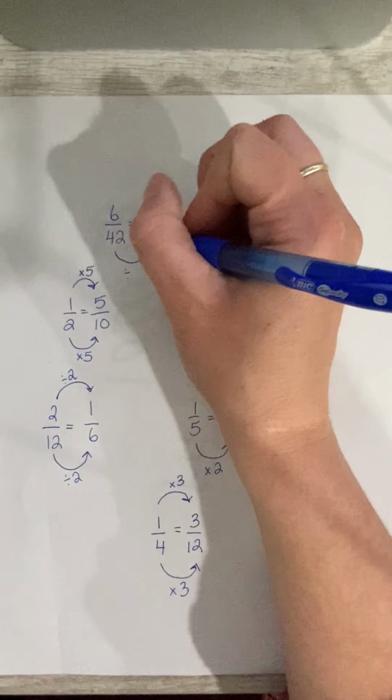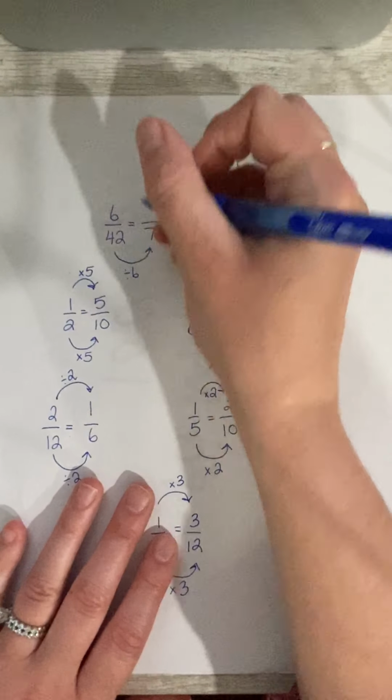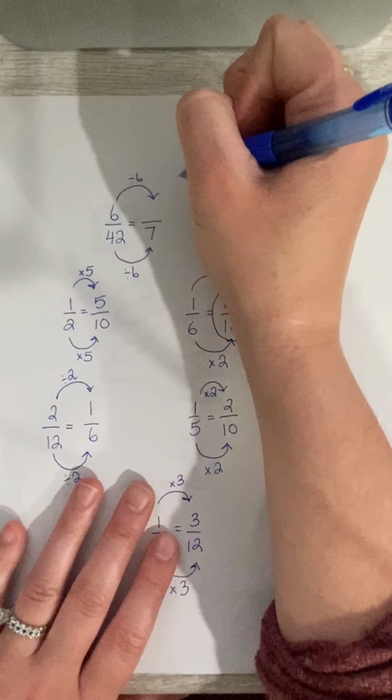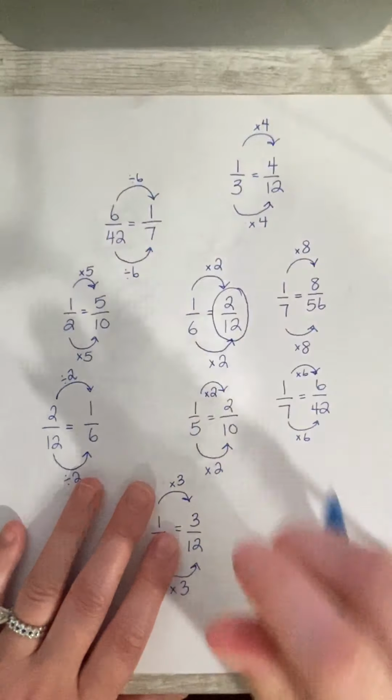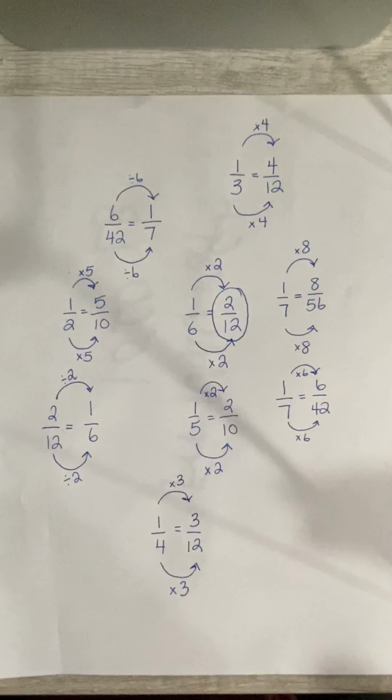I can use division for that. 42 divided by 7 is 6. So I have to divide by 6 to get to 7. And remember, in order to be an equivalent, I have to do the same to that numerator. And so 6 divided by 6 is 1, okay? So essentially, you're just going backwards. Yesterday each time you were multiplying, creating a fraction that would have more pieces. Today is going to be a combination of both.